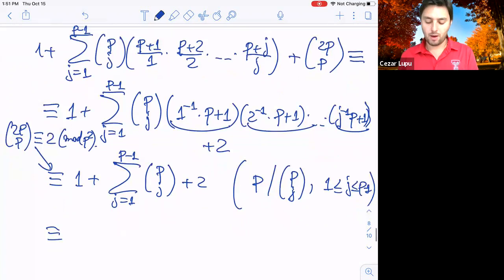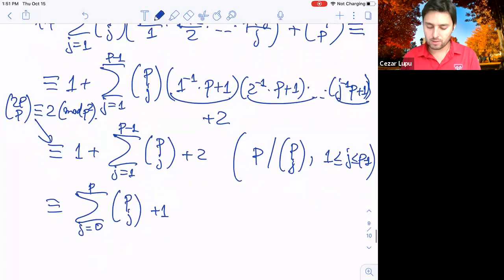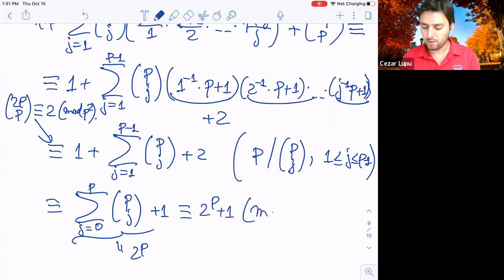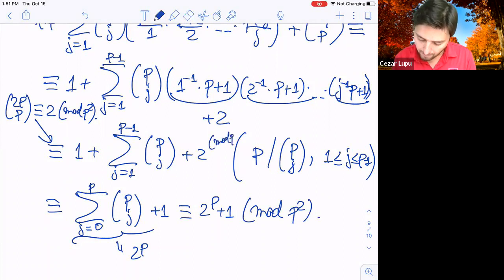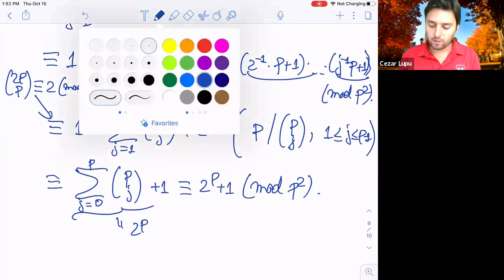Okay. And now finally, if you want to write it, this will be the sum from j equals 0 to P, if we want to include that 1 and 2 as well. So we will have P choose j plus 1. But you know that this sum is 2 to the power P. So this will be nothing other than just 2 to the power P plus 1 mod P squared. So everything was mod P squared here. Everything is mod P squared.